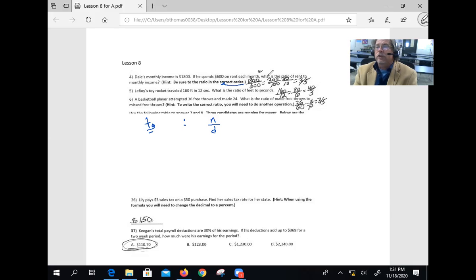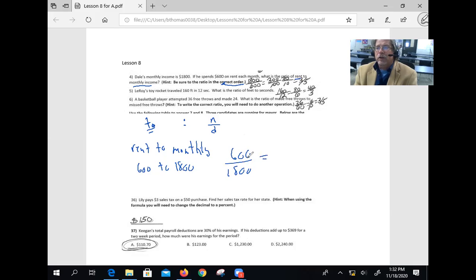So it's got to be in the correct order here. Notice how in the question it says, what is the ratio of rent to monthly income? So it actually said rent to monthly income. That order cannot be changed. So the rent has to go first and the monthly income has to go second. And it says $600 is spent on rent, so the $600 should be on top. To then the monthly income would be $1,800. So in our ratio, it should be 600 over 1,800.